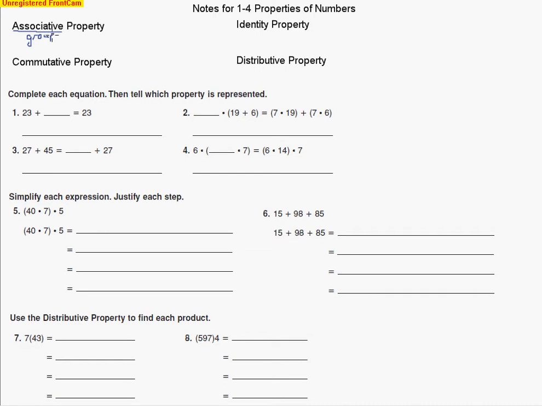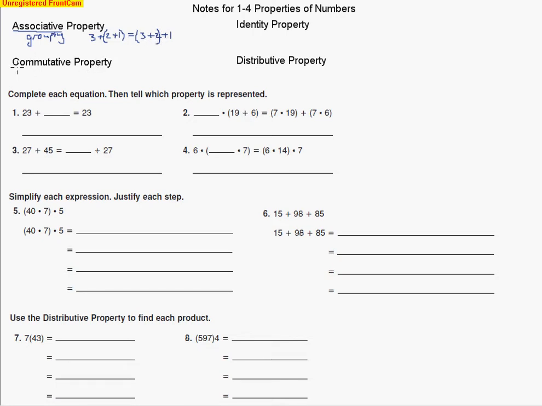So what you're looking for are grouping symbols, and you're looking for them being in different locations. For instance, if I had 3 plus 2 plus 1, and I group the 2 and the 1, that's the same thing as saying 3 plus 2 plus 1 and grouping the 3 and the 2. So you're looking for parentheses being around different numbers, or maybe adding parentheses to a problem.